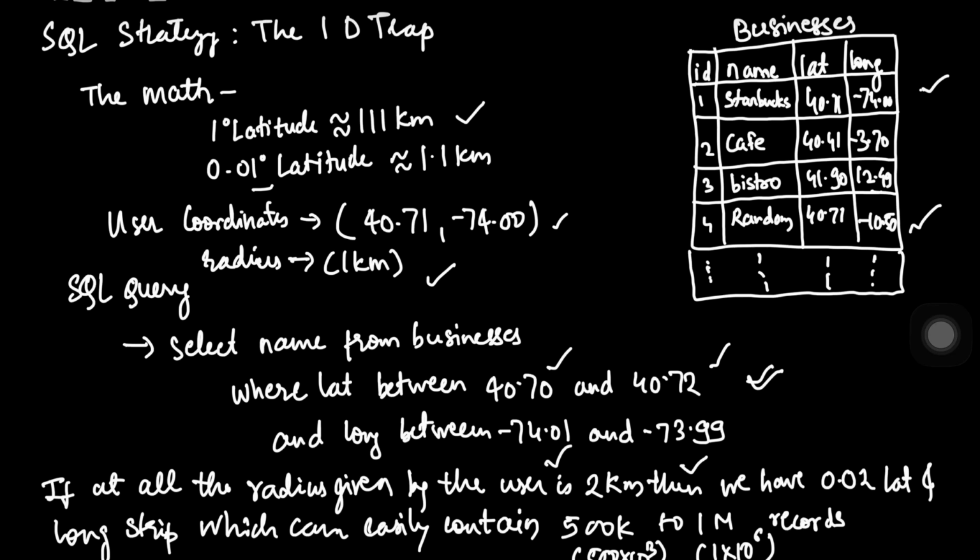Now, if we look at our back of the envelope calculations, we estimated that our system needs to handle 200 million businesses. So in a database of that size, a latitude strip of 0.02 degrees could easily contain 500k to 1 million records. This will surely be a very slow query. It leads to a massive spike in CPU usage and disk IO as well. Our latency will skyrocket from milliseconds to seconds, and the system will eventually time out. This is order n complexity in a world that requires log n speed.